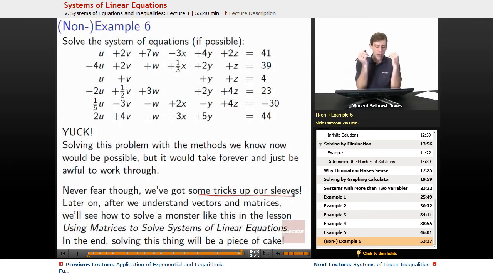Later on, when we understand vectors and matrices, we'll be able to see how to solve a monster like this in the lesson using matrices to solve systems of linear equations. You'll be able to use what you know about matrices, matrix multiplication, matrix inverses, things that we'll all learn about in the future, don't worry. You'll be able to see there's a really, really easy way to just knock this stuff out. If you've got access to a calculator so you can compute the inverses easily, you'll be able to knock this thing out really, really quickly. Solving this will be a piece of cake once we talk through this stuff.